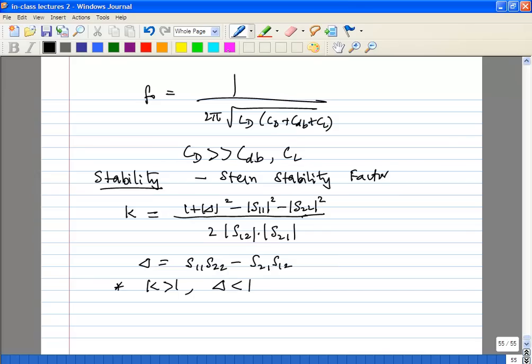Okay, if you have K greater than 1 and delta less than 1, if both of these are satisfied, it's unconditionally stable. Conventionally, we look at stability in terms of the required gain management. Yes, this is an equivalent representation in terms of the S parameters, that's right.